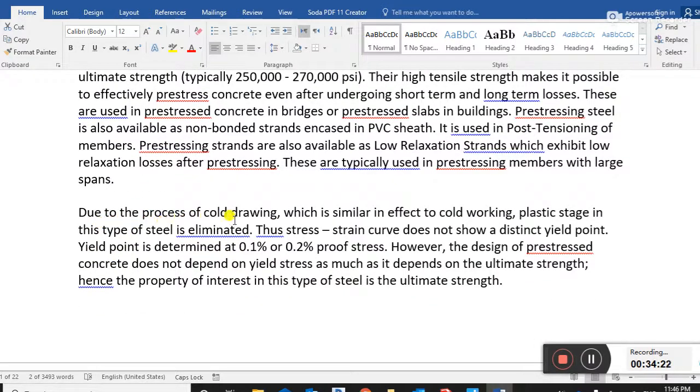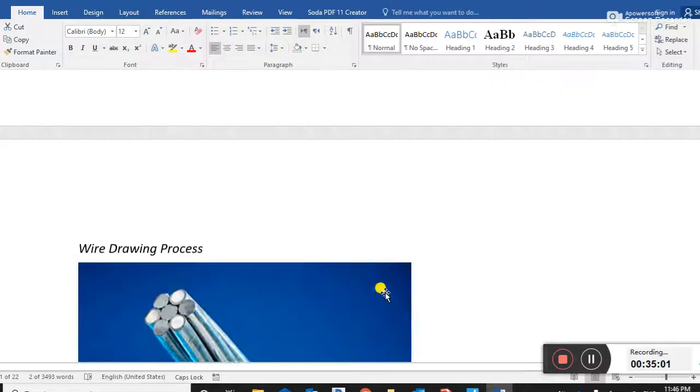Due to the process of cold drawing, which is similar in effect to cold working, the plastic stage in this type of steel is eliminated, thus the stress-strain curve does not show a distinct yield point. Yield point is determined at 0.1% or 0.2% proof stress. However, the design of pre-stressed concrete does not depend on the yield stress as much as it depends on the ultimate strength. Hence, the property of interest in this type of steel is ultimate strength.